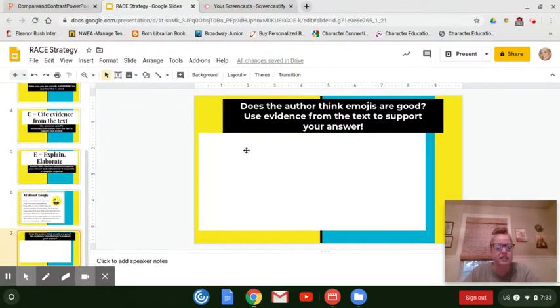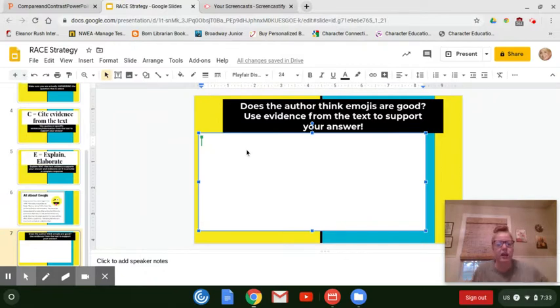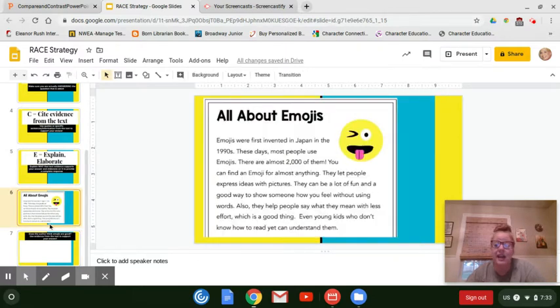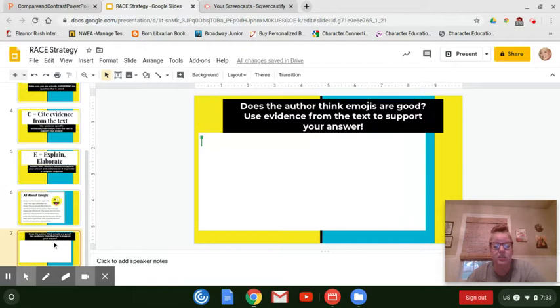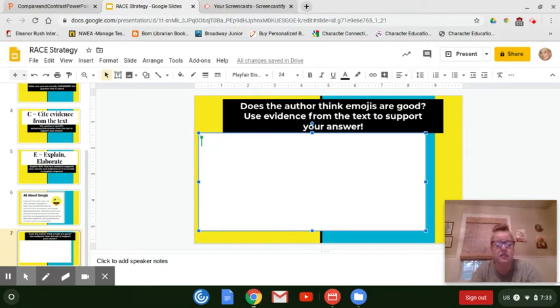But I'm going to take us out of there for just a second, and I'm going to try to type in this box. So if we're answering that question, does the author think emojis are good? The first thing we have to do is restate the question. We have to restate using the words from the question, and we also have to answer it. So I would say, based on the story, All About Emojis, yes, the author does think that emojis are good. So the way that I would write that as a statement using words from the question would be something like this.